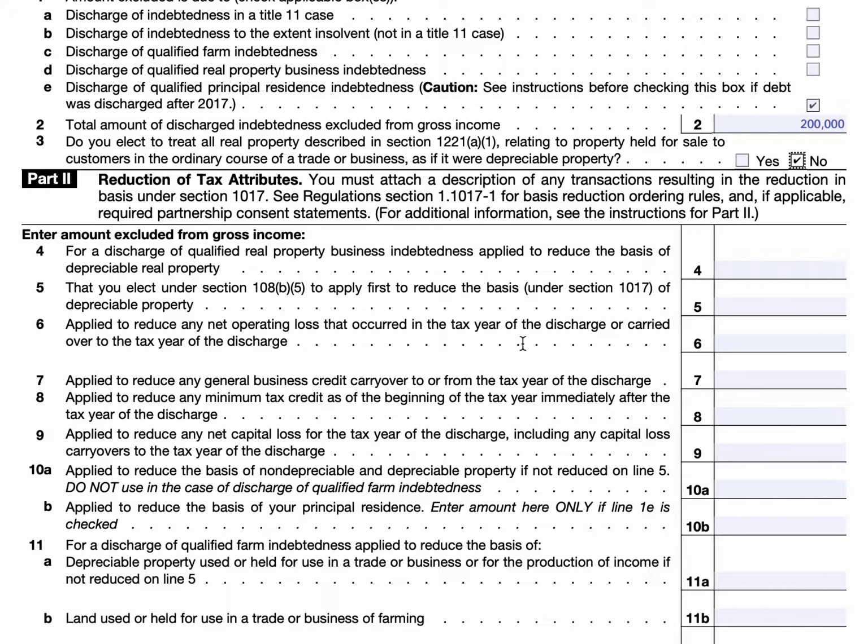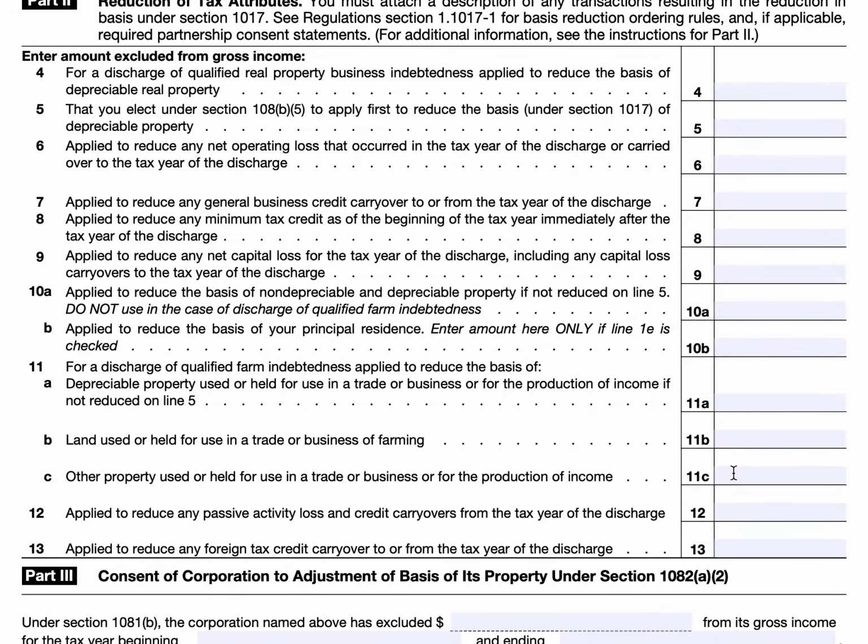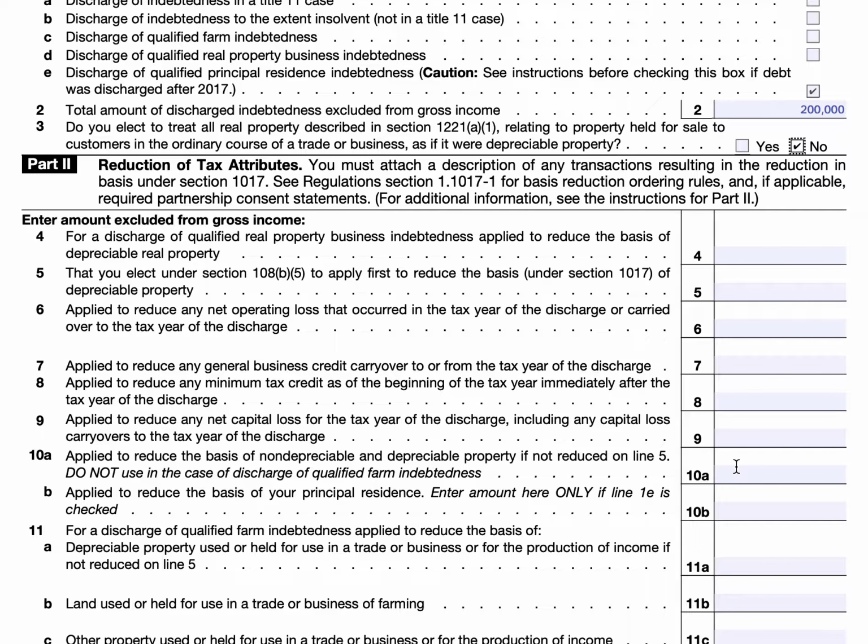So in part 2, we're going to actually allocate the amounts that we will exclude from gross income. So if we excluded $200,000 of gross income, then the total of these lines should equal $200,000. We're simply finding a proper home for each of those.